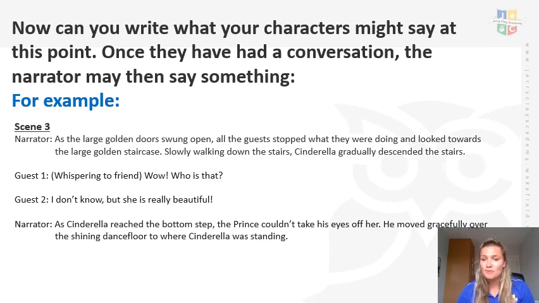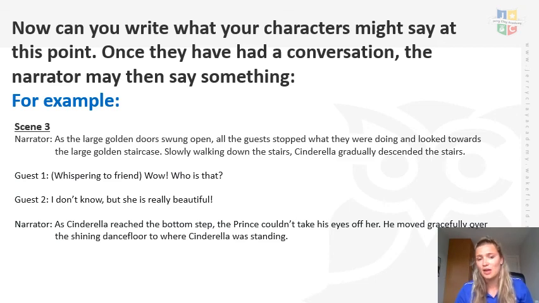Now at this point the narrator might then step in and say something else to give a little bit more information. So for example, the narrator might say, as Cinderella reached the bottom step, the prince couldn't take his eyes off her. He moved gracefully over the shining dance floor to where Cinderella was standing. So now my prince might then want to say, would you like to dance? Or Cinderella might say something first. So you can see how it really starts to develop into a conversation, but also seeing and knowing what's happening and how characters are feeling.